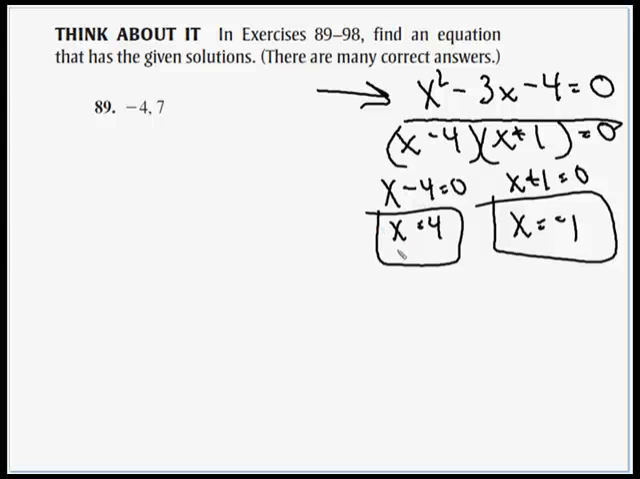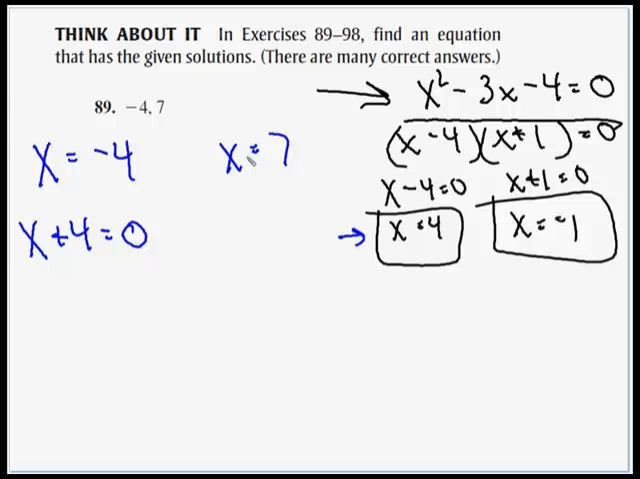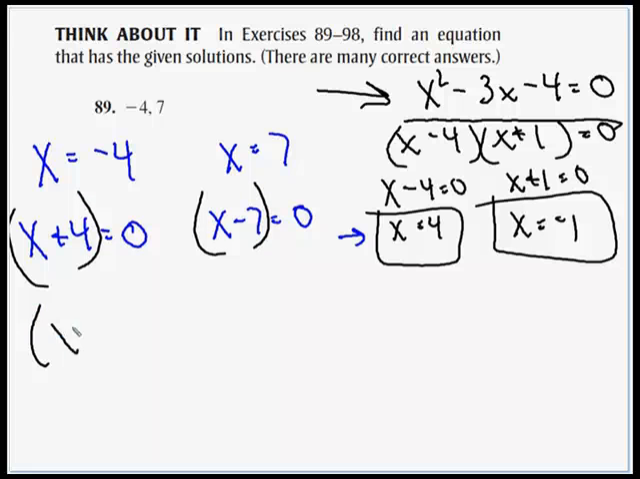Well, we're sort of starting at this point and working backwards. So we're going to have x equals negative 4 and x equals 7. And then we want to get these equal to 0. So I'm going to add 4 to each side. X plus 4 equals 0. And I'm going to subtract 7 from each side here and get x minus 7 equals 0. And now we have our two factors. And now that we have the two factors, we multiply them together and set them equal to 0.